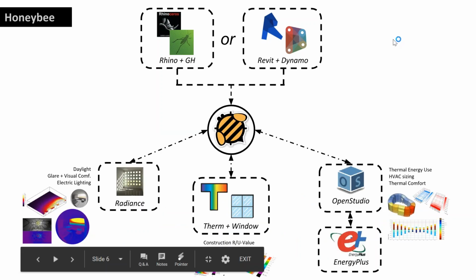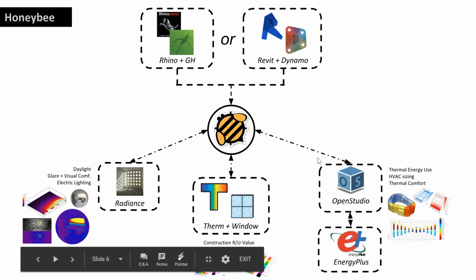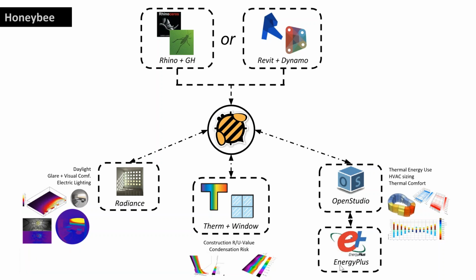Honeybee takes on a bit more of a node within a network structure. So the purpose of Honeybee is to connect Rhino, Grasshopper, and Revit Dynamo to several validated engines. So it connects to Radiance for daylight. It connects to OpenStudio for energy modeling, which then translates to EnergyPlus as the engine under the hood that runs the energy modeling simulation.